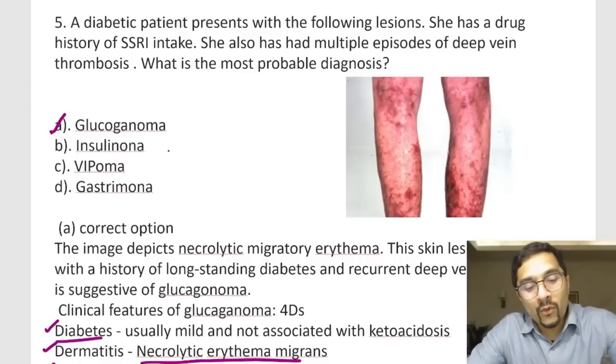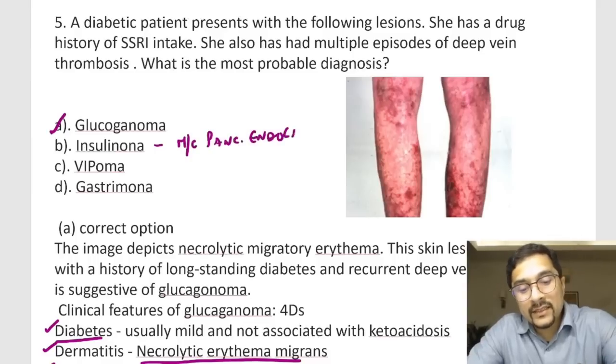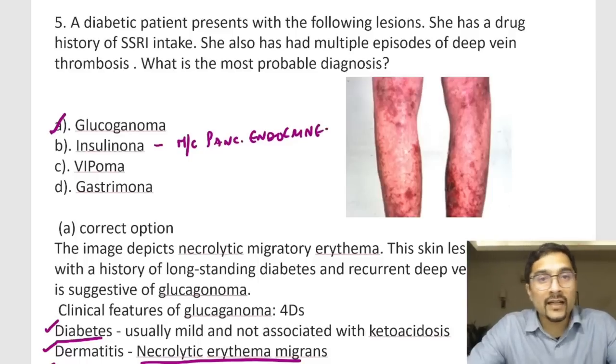Insulinoma, you know, is the most common pancreatic endocrine neoplasm. And this is going to come with Whipple's triad. Whipple's triad we've already discussed. There is fasting hypoglycemia, blood sugar is less than 40, and there's rapid resolution on giving glucose.